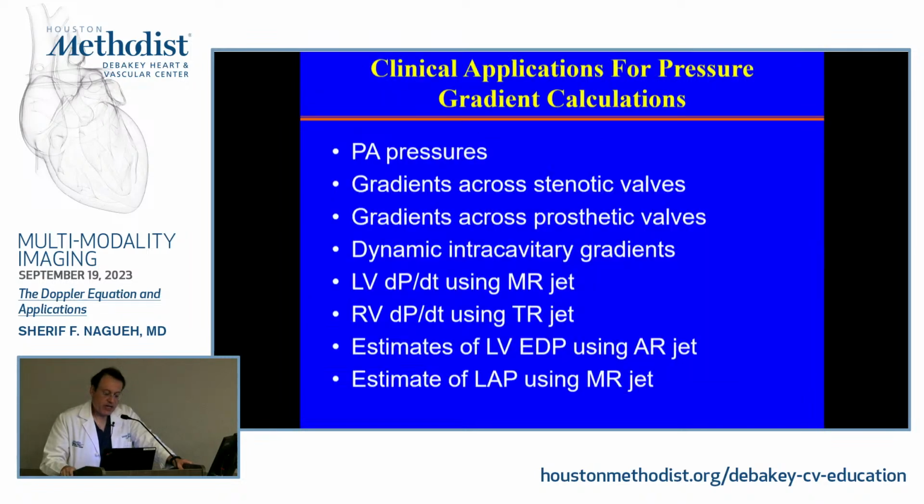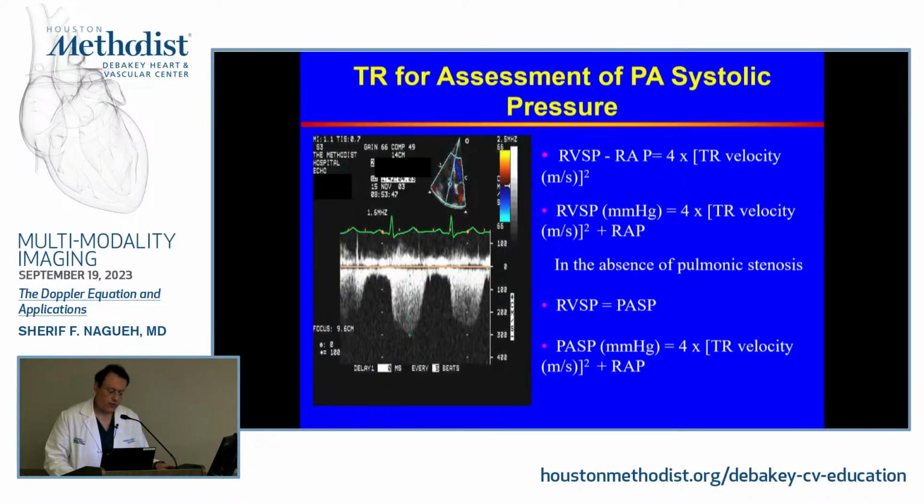The pressure gradient calculations have been applied for many situations that we see day to day: pulmonary artery pressures, gradients across stenotic valves, prosthetic valves, dynamic intracavitary gradients, trying to estimate the first derivative of LV pressure and RV pressure based on the mitral and tricuspid regurgitation jet, LV end diastolic pressure using the AR jet, and LAP using the mitral regurgitant jet. Let's go through examples.